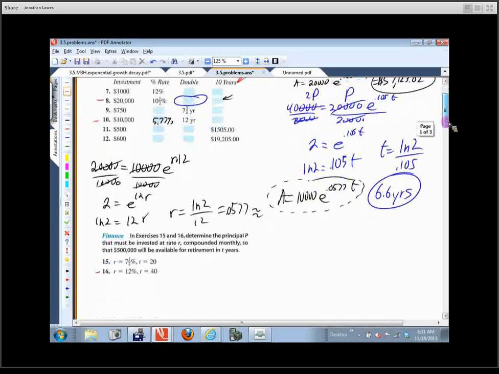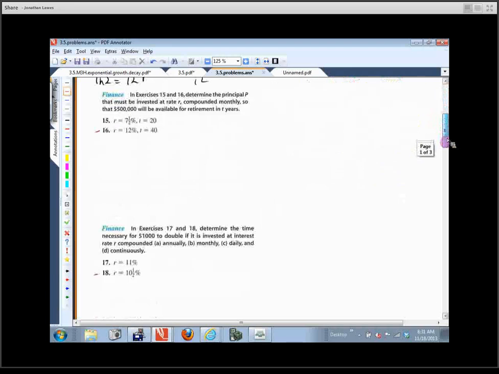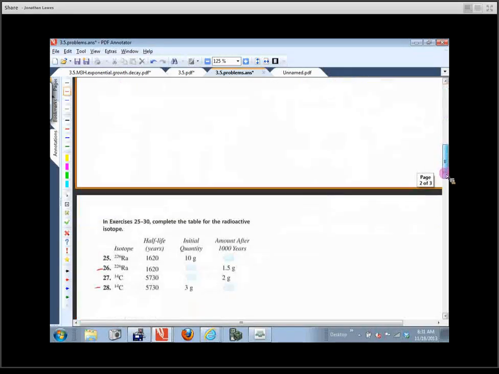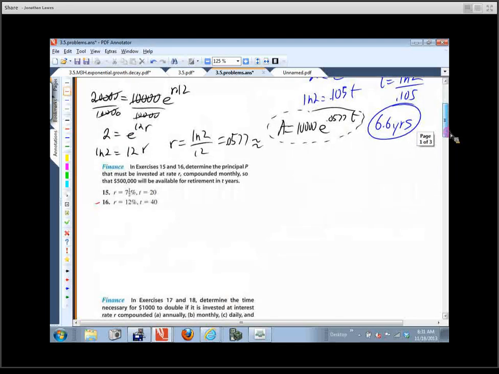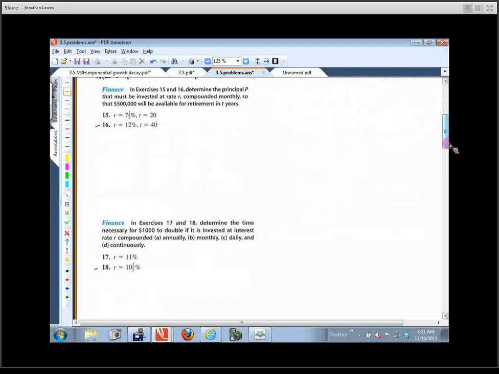Okay, we've got two more finance problems, and then I want to take a look at some of these exponential growth and decay ones. Everybody good there? Okay, so let's take a look at number 16. 16 is not on your assignment, but you've got 15, so it's very similar. It says in exercise 15 and 16, determine the principal that must be invested at a rate R compounded monthly, so that $500,000 will be available for retirement in T years.